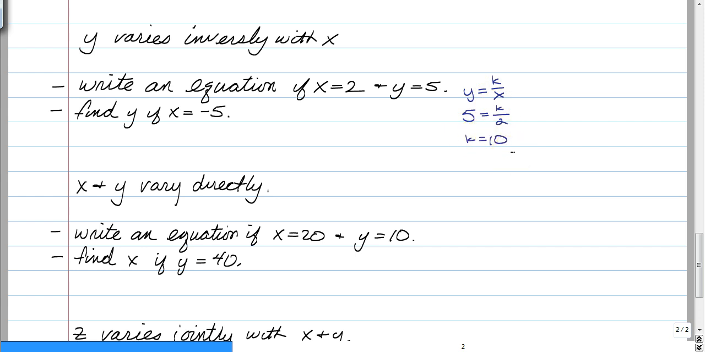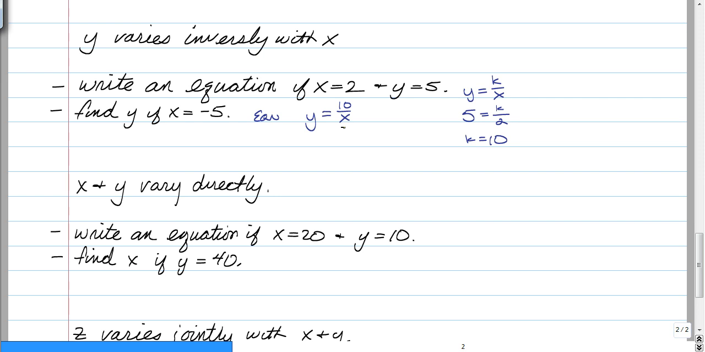Now that's just solving for k. It says write an equation. So this is an inverse variation equation. So the equation is y is equal to 10 over x. Okay, so that's part 1.